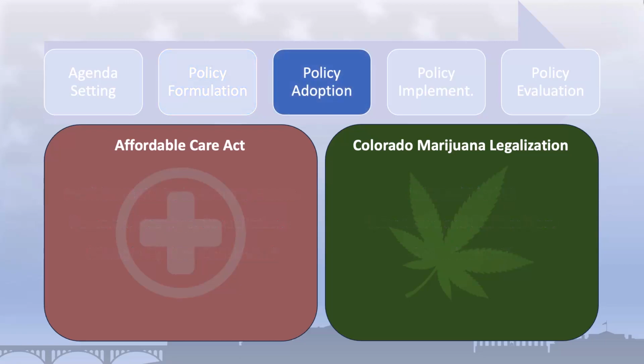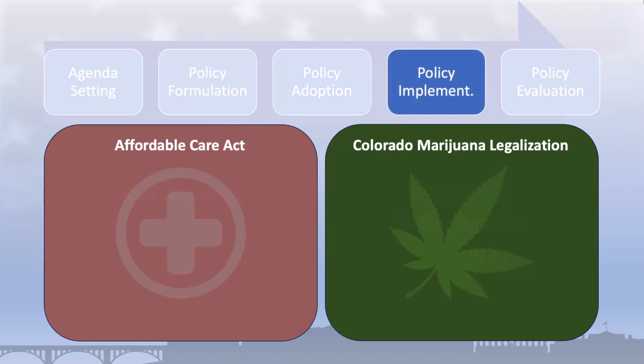Ultimately, the Affordable Care Act was adopted through the legislative process, passing the Senate in December 2009 and the House in March of 2010, before being signed into law by President Obama later that month. The legalization of marijuana in Colorado, by contrast, was proposed as a ballot initiative approved by the state's voters in November 2012. After the ballot initiative passed, the Colorado legislature passed additional enabling legislation to regulate and tax the marijuana industry. After the respective policies were adopted, the process of policy implementation began.